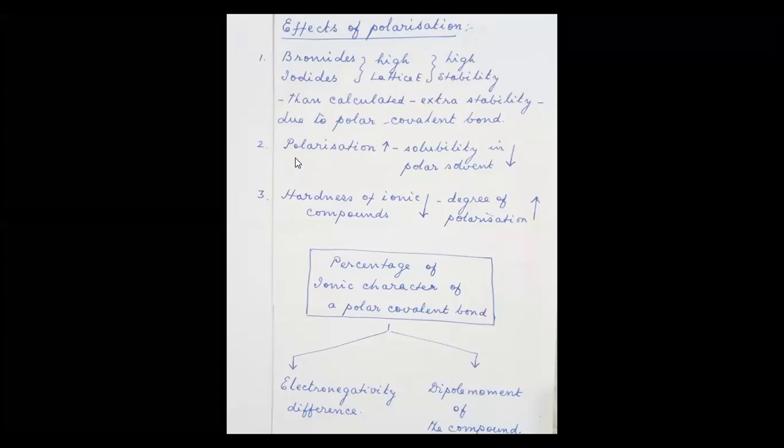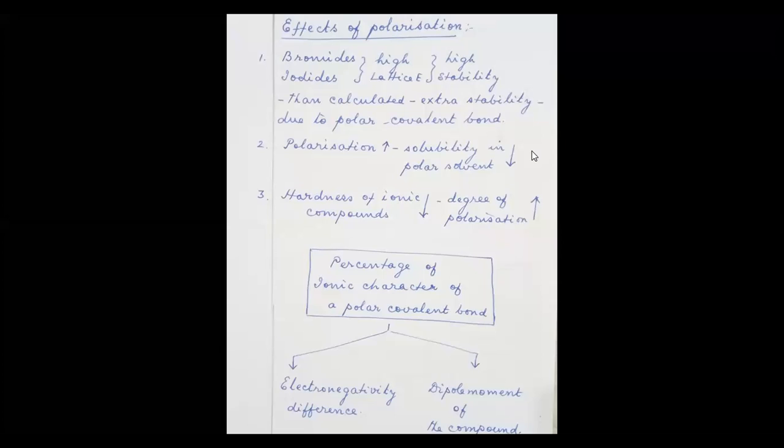And the second point, when polarization increases, solubility in a polar solvent decreases. This is also practically observed. So, potassium iodide, potassium bromide, potassium chloride, potassium fluoride, if you compare the solubility of these substances in polar solvents, when polarization increases, solubility in polar solvent decreases.